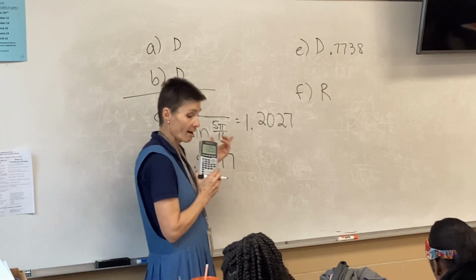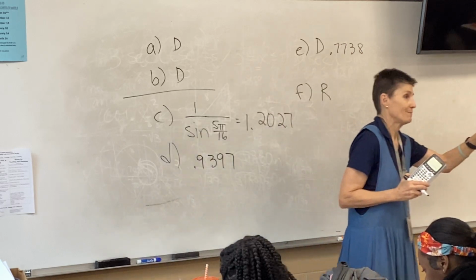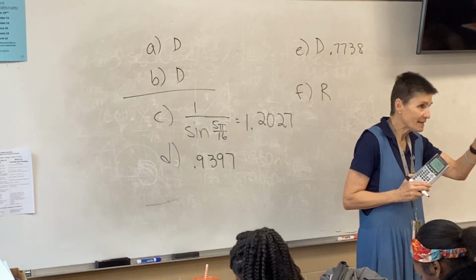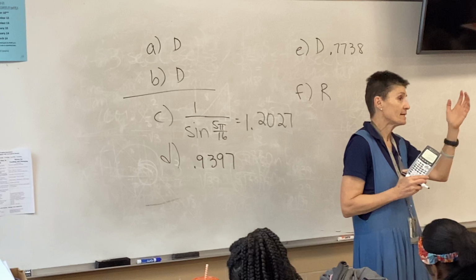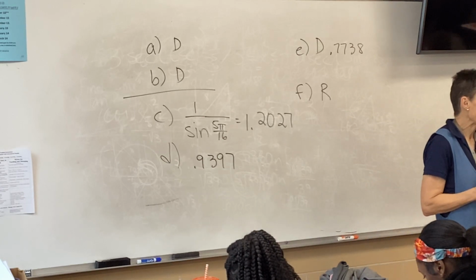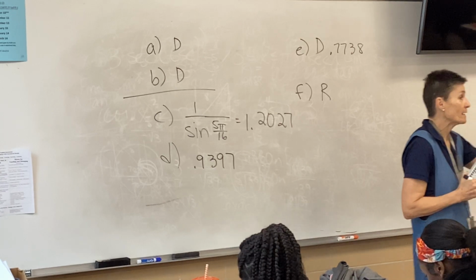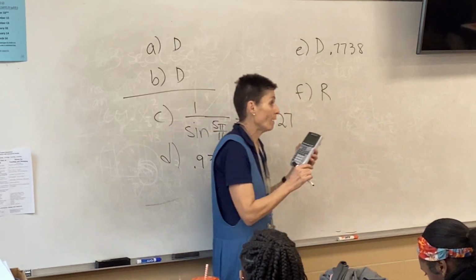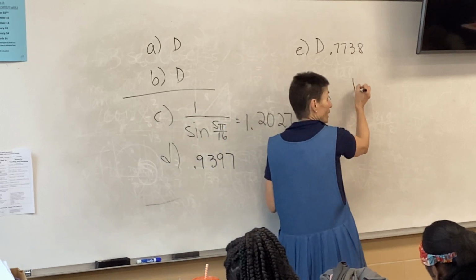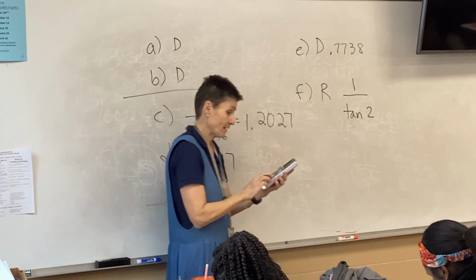And then what about F? Notice, do you see how there's no pi? So when the kids see no pi, sometimes they automatically think, oh, it's a degree. No, it's only a degree if it has a degree. If it doesn't have a degree mark, it's a radian. So we're going to type what for this one? 1 divided by tan 2.